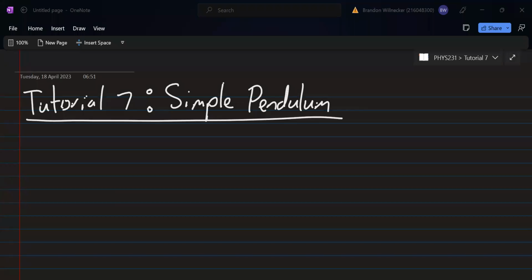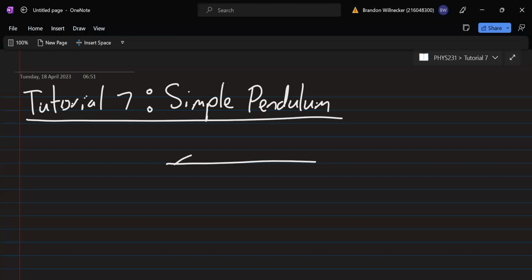Hello. In today's lecture, we're going to be going through tutorial 7, which is on the simple pendulum. We won't be going through all the answers, but just a rough idea of what you need to do for the tutorial. Before we get into the questions, let's do a quick recap on how we get the equations of motion from the diagram of the simple pendulum.